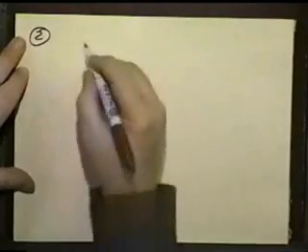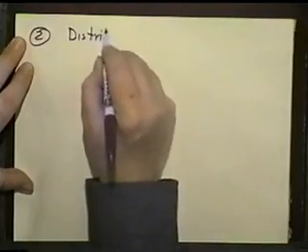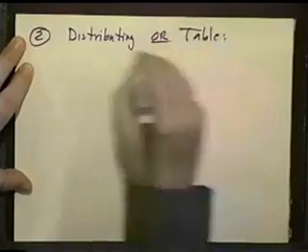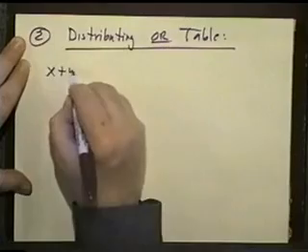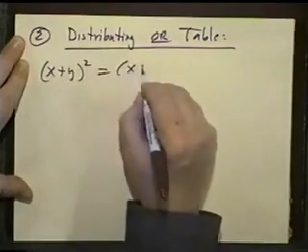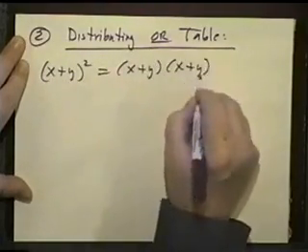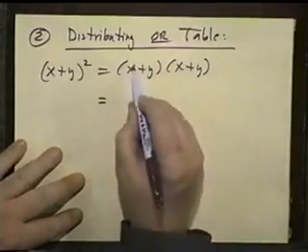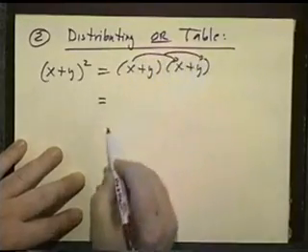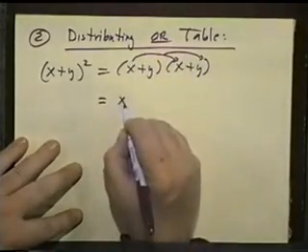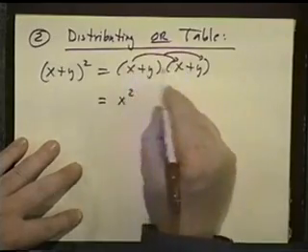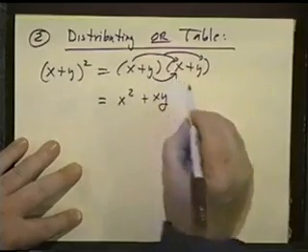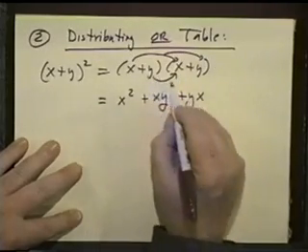Argument number 2. Using distributing or the table method, I will take x plus y squared, which is x plus y times x plus y, and multiply it out. Now this is so simple it doesn't matter which way you do it. Take the x, multiply it by each of the things in the other one, and then add. So we'll have x times x is x squared. That's the first two. x times y is x times y. Then we do y times x, and then y times y.